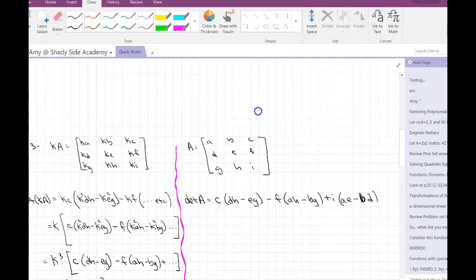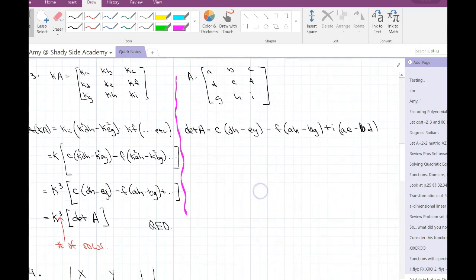Number 3, here's this one. Here's K times A, and here's the matrix A. On the left-hand side, I figured out what the determinant of KA is. And here's the determinant of A on the right-hand side. And what I notice with just some mild algebra is that the determinant of K times A will equal just K cubed times the determinant of A, because what's remaining in here is the determinant of A.